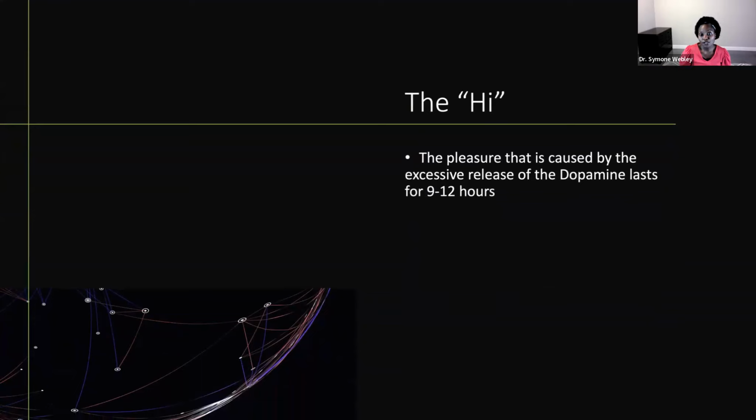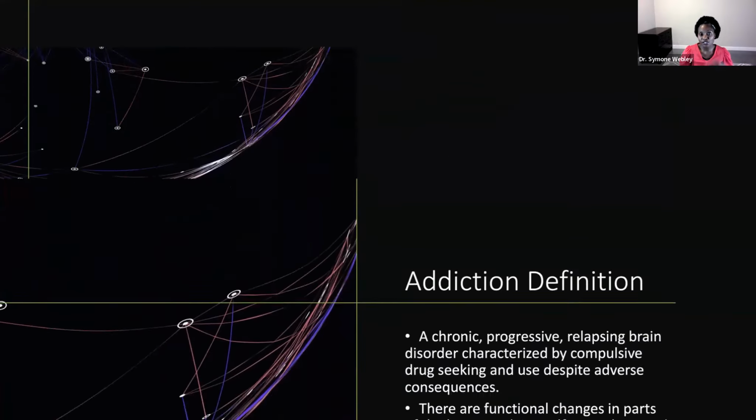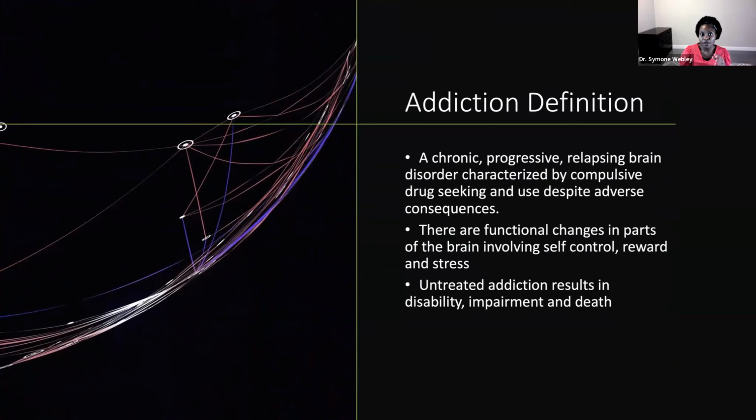The pleasure caused by methamphetamine, or the excessive release of dopamine, lasts for 9 to 12 hours. So when a person takes this drug initially, it's about 9 to 12 hours before they start to come down from the high. Having that sustained release of dopamine makes it more likely that the person will want to go back to it.